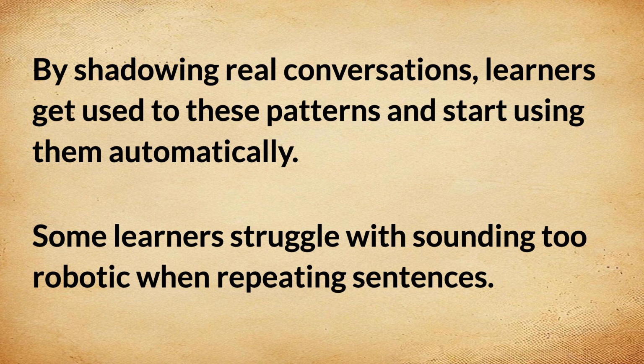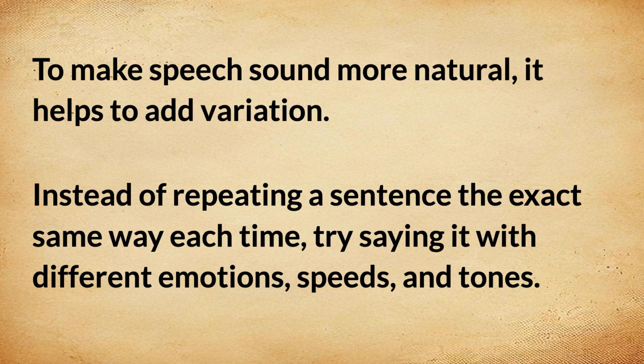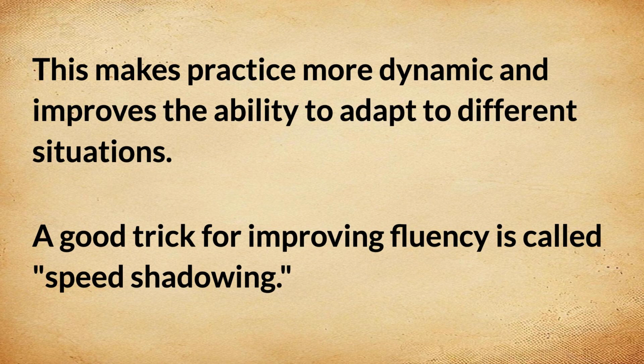Some learners struggle with sounding too robotic when repeating sentences. To make speech sound more natural, it helps to add variation. Instead of repeating a sentence the exact same way each time, try saying it with different emotions, speeds, and tones. This makes practice more dynamic and improves the ability to adapt to different situations.